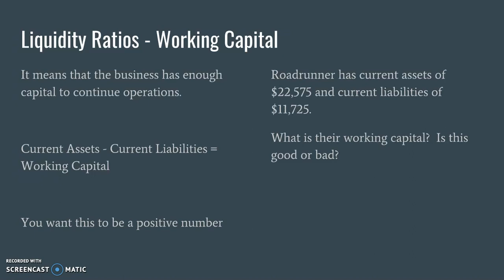Roadrunner has current assets of $22,575 and current liabilities of $11,725. What is their working capital? Go ahead and do the calculation, and is this a good or a bad relationship based off of these numbers? Okay, so go ahead and do that on your own. Make that determination on your own as well, and practice calculating working capital.